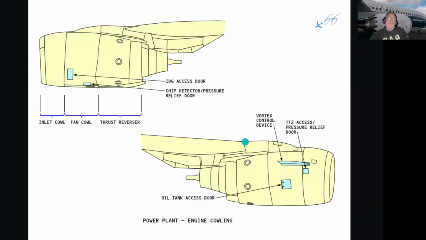Now you can clearly see the difference, the separation between the engine here and the pylon or the strut. This is part of the aircraft, and this is the engine.